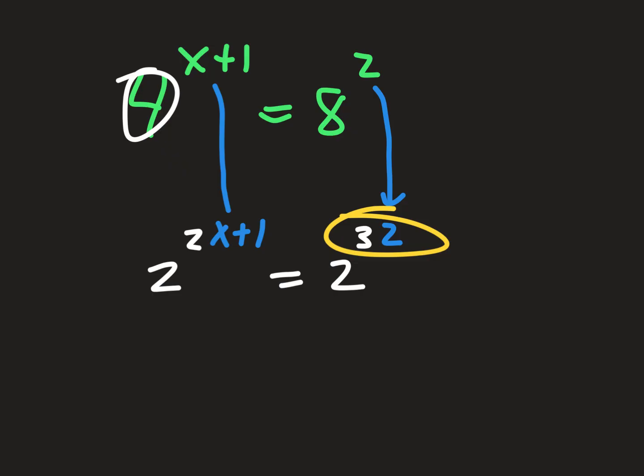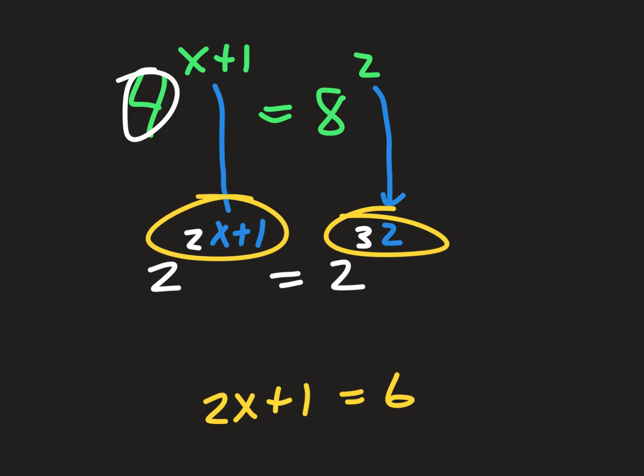So that's supposed to equal that, right? So here's the mistake people make. 2x plus 1 equals 6. That's wrong. Do you see what's wrong? Raise your hand if you know what's wrong. All right. Good. Most of you seem to know what's wrong with that.